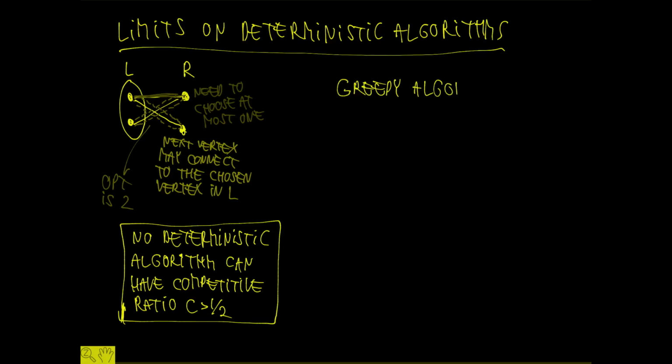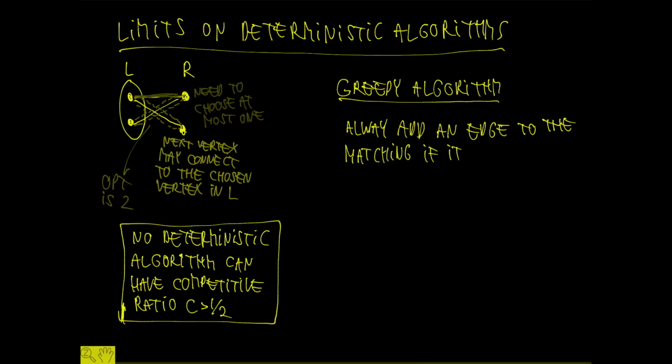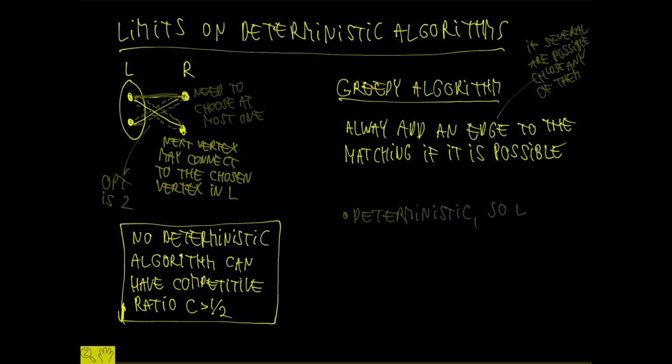In terms of upper bound, there's an algorithmic technique which is usually the one we try first, which is the greedy approach. And in this context, the greedy algorithm would simply always add an edge to the matching if it's possible. It may be that there are several edges that we could match, but in that case we just make an arbitrary choice. For example, we might match to the first vertex. Now this is a deterministic algorithm, so the lower bound applies, and we can have a competitive ratio no better than 1/2, but as we'll see next, this algorithm is actually 1/2 competitive.